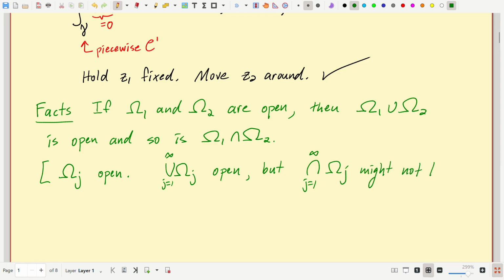When you have finitely many, then of course you can take the minimum of those r's. But if you have infinitely many, the minimum of those r's might be 0. So it's very easy to come up with an example, say in the real line, of intervals that shrink down to nothing. Like the open intervals from 0 to 1 over n, and take the intersection of those, that would be empty.